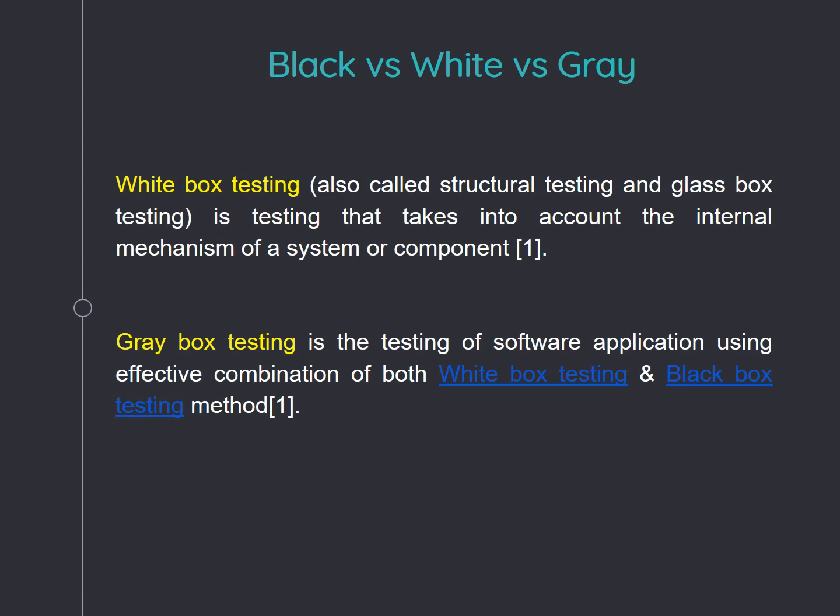Let's try to compare three different box testing types: black, white, and gray. White box testing is testing that takes into account the internal mechanisms of the system or component. Gray box testing is a testing of software application using an effective combination of both white box testing and black box testing methods.